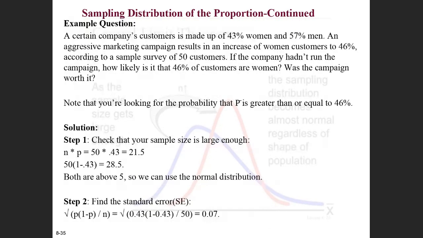So if we look at an example, a certain company's customers is made up of 43% women and 57% men. An aggressive marketing campaign results in an increase of women customers to 46%, according to a sample survey of 50 customers. If the company hadn't run the campaign, how likely is it that 46% of the customers would be women? Was the campaign worth it?